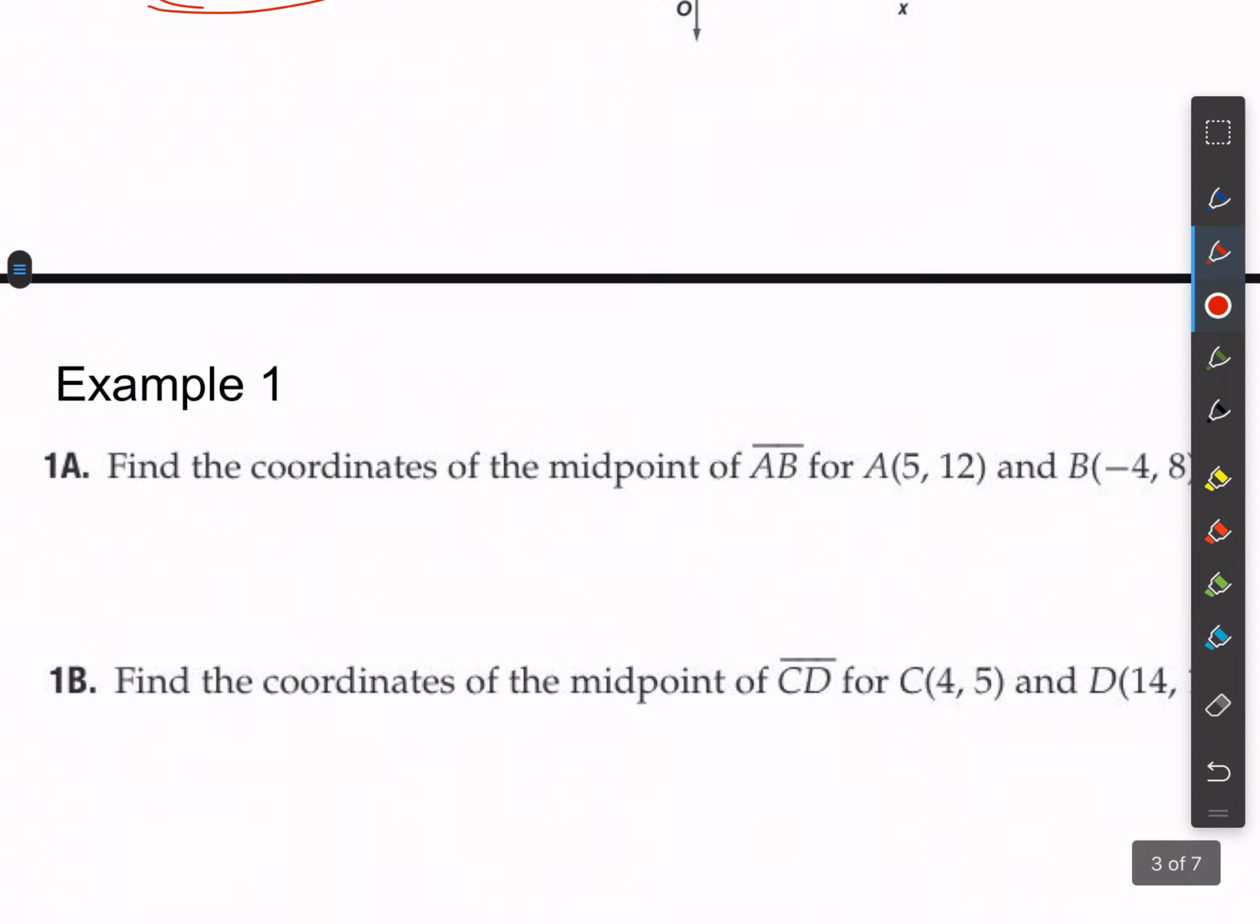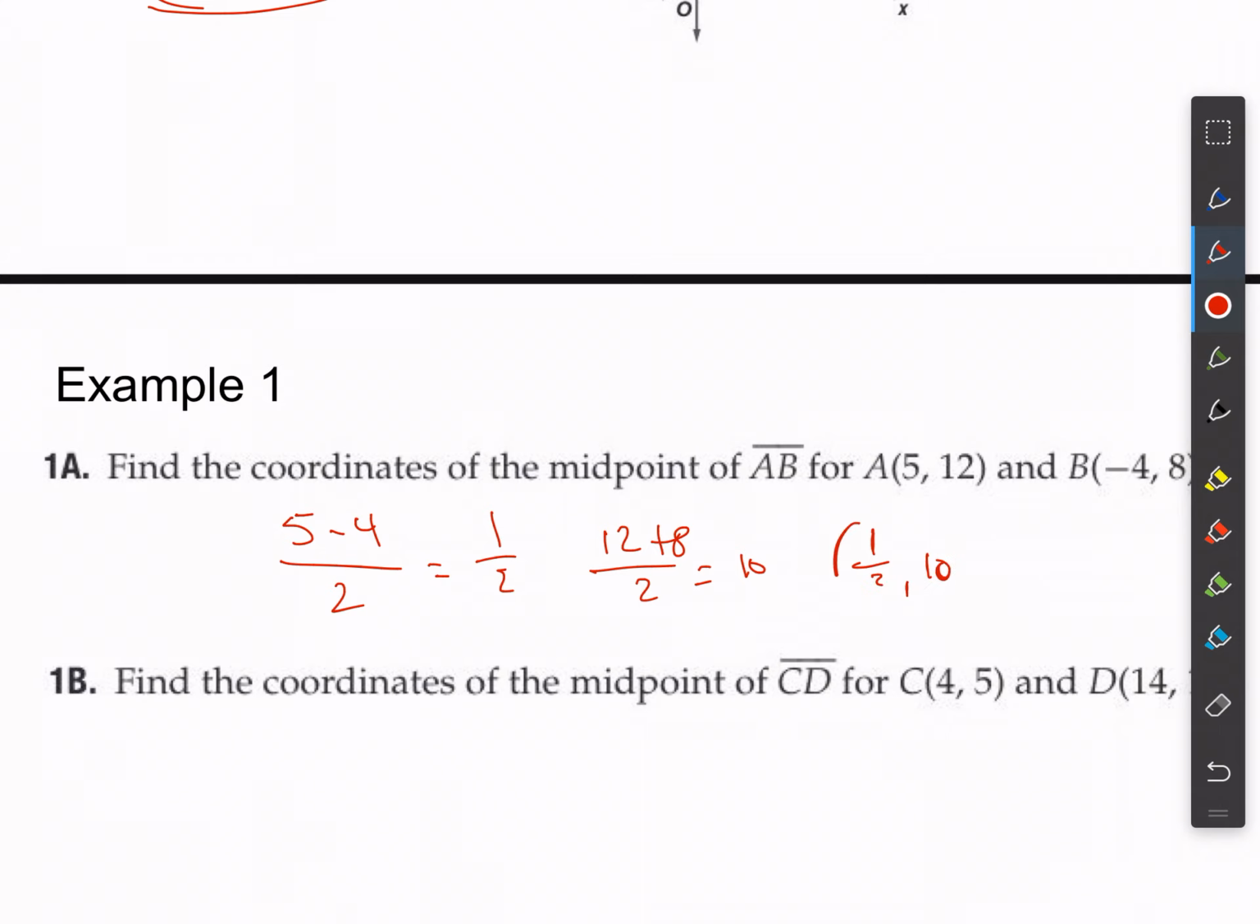Example 1. I guess I have two examples here. So example 1, a and b. Find the coordinate of the midpoint of line AB if you have these 2 points as A and B, (5, 12) and (-4, 8). So again, I'm just going to take my two x's and add them together. Okay, so that's 5 minus 4, because it's 5 plus minus 4, which is just 5 minus 4, divided by 2, which equals 1/2. Okay, so that's my first coordinate. My other one would be 12 plus 8 divided by 2, which equals 10. So the midpoint would be at (1/2, 10).